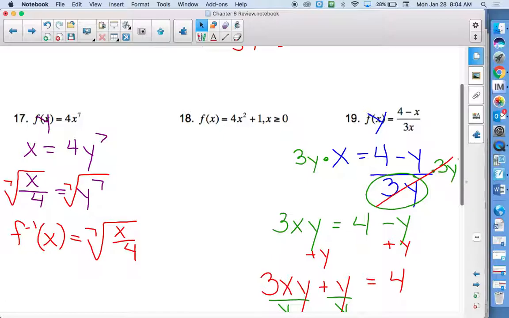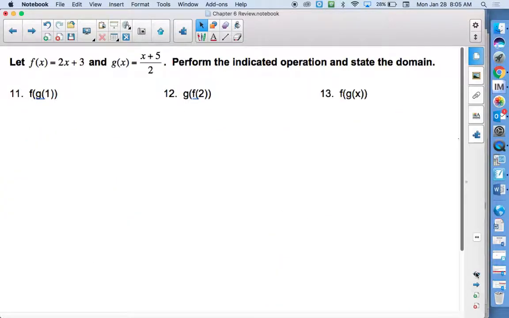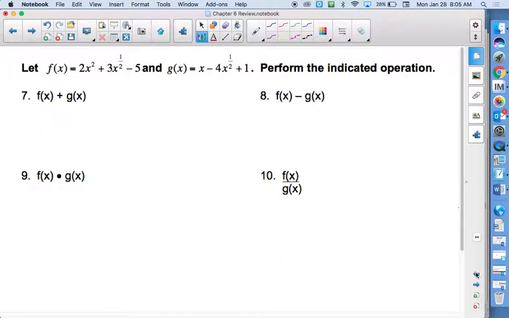Other questions? Number 9? So number 9 wants you to take f of x and multiply it by g of x. So we have 2x squared, 3x to the 1/2 minus 5. Multiplying means, I'm going to put it in parentheses to actually show that we're multiplying a quantity. And then you're multiplying that with x, 4x to the 1/2, and then plus 1.